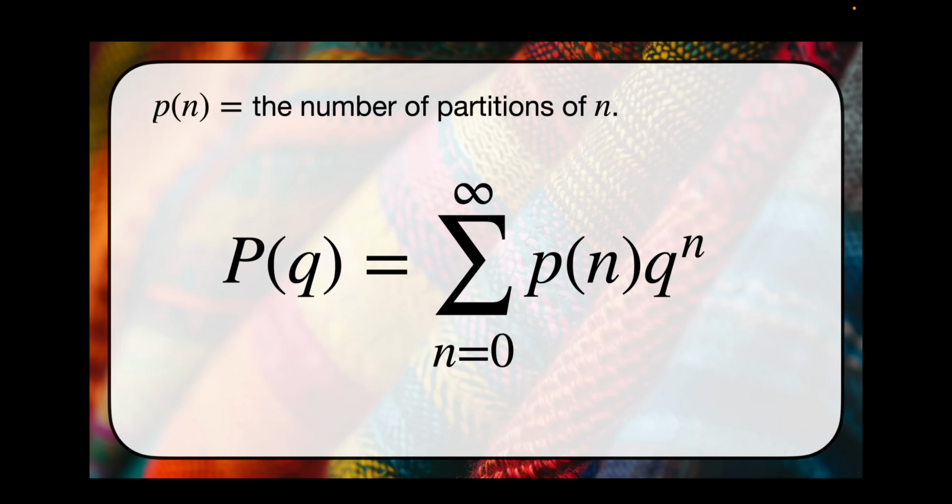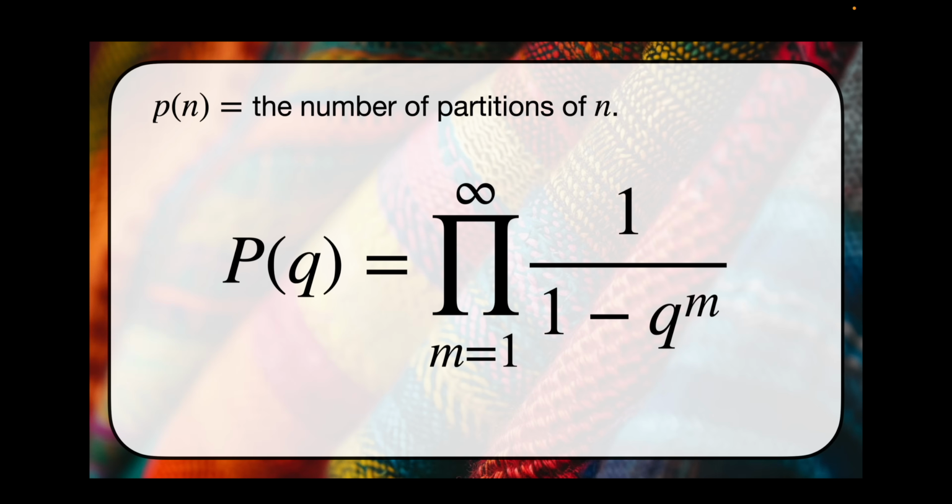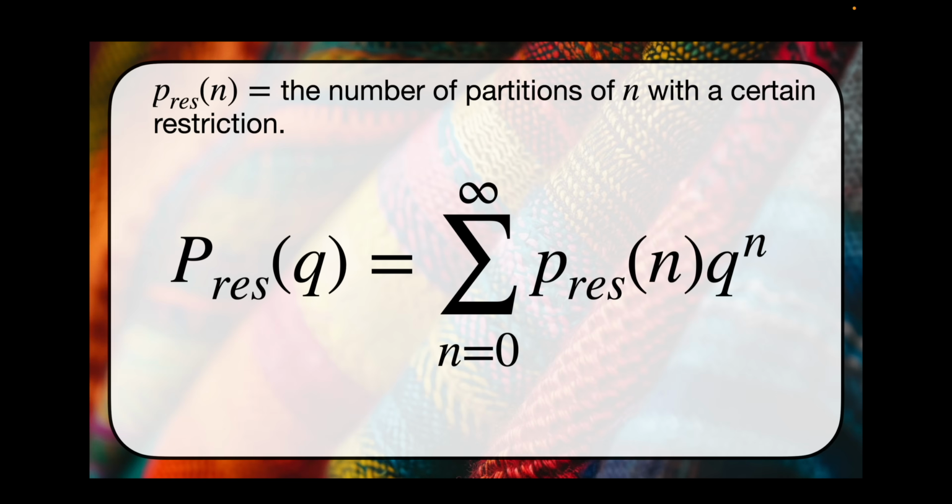Okay, so now that we've proved a nice closed form for the generating function for the number of partitions of n, as this product as m goes from 1 to infinity of 1 over 1 minus q to the m, let's see what we can do if we have restricted partitions. So let's say that p sub restricted of n is the number of partitions of n with a certain restriction. So of course we can just write down the generating function for that. So we've got p res of q is the sum as n goes from 0 to infinity of p res of n times q to the n. That's just using the definition of a generating function for a certain sequence.